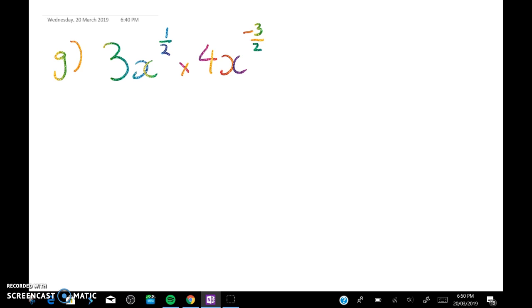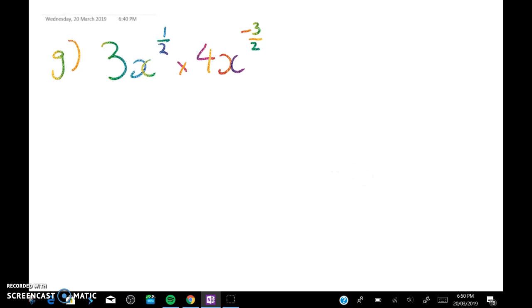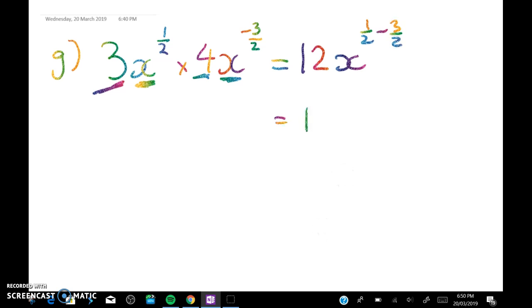So what do we do here? Well, the first one is the same principle as what we've been used to all along since year 9. We take our numbers and we multiply them together. We get 12. We look at these and we've got the same base, x, so we can simply add the powers, giving me 12x to the power of negative 1, and it's nicer to write that as 12 over x.